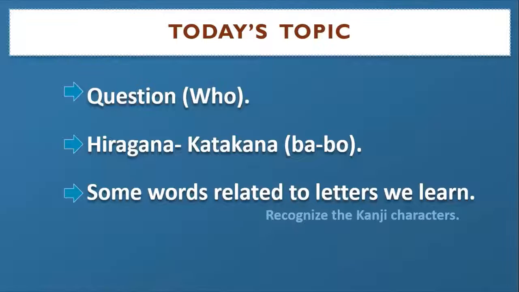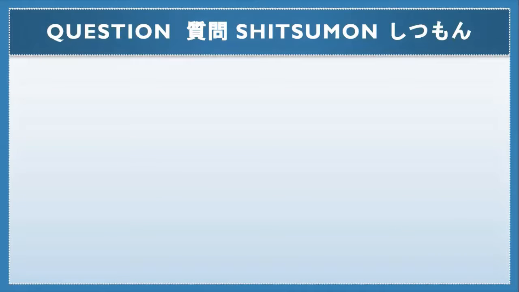Okay, so let us go to today's topic. Today's topic is about the question who. Who in Japanese is dare, and all the words related to dare we will be learning today. Next is Hiragana, Katakana, ba to go, and some words related to the letters that we learned today. So let us start with question.